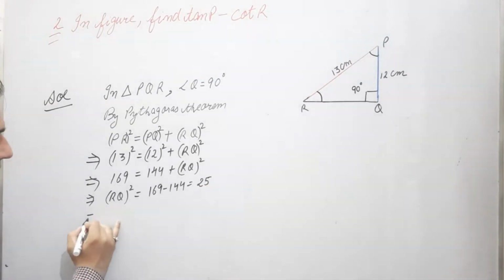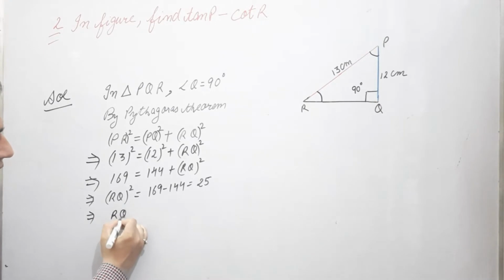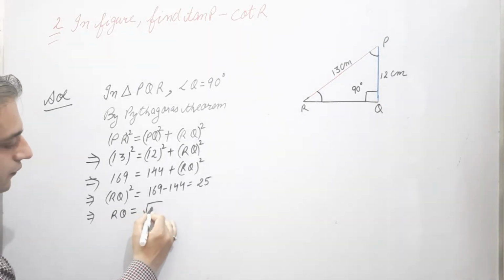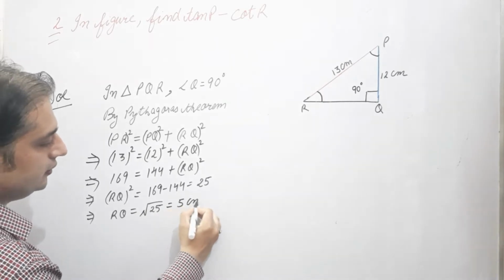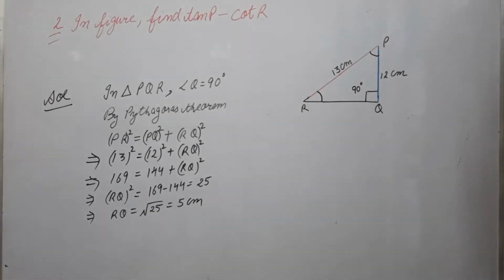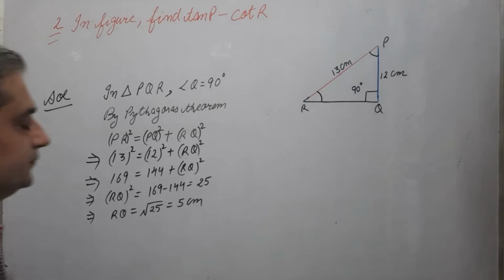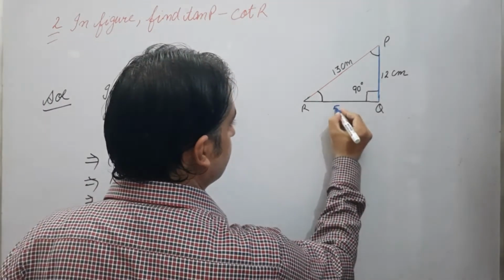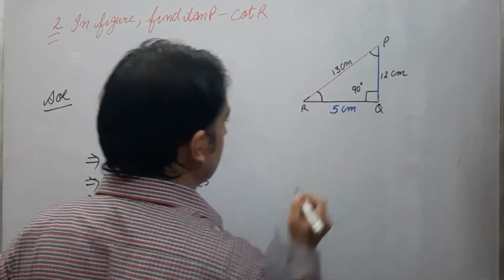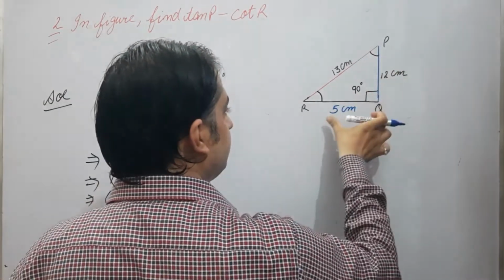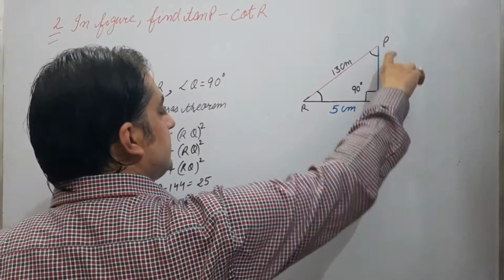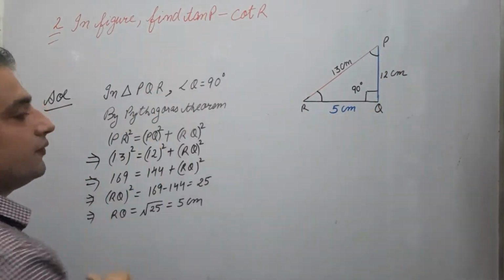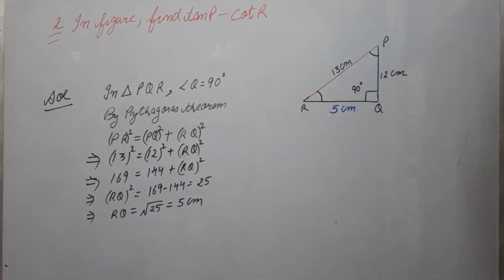We need the value of r cube. So r cube is the square root of 25, that is 5 centimeters. So it's the length of the third side, 5 centimeters. Because we need these two sides that make an angle of 90 degrees. Those lengths that make an angle of 90 degrees are required for tangent and cotangent.